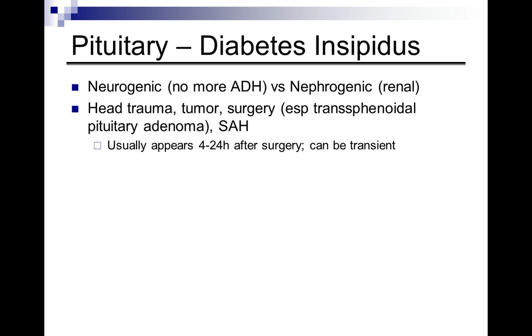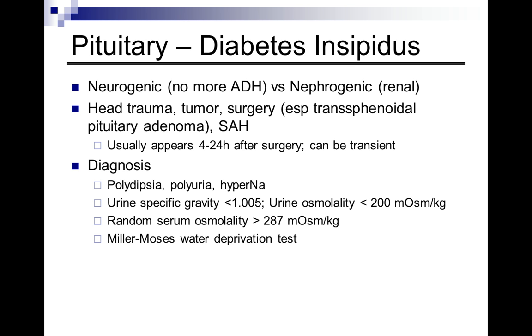Patients can develop diabetes insipidus after head trauma, as a result of certain tumors. It can happen after surgery, especially our transsphenoidal pituitary adenoma surgery, or after a subarachnoid hemorrhage. And usually it appears anywhere between 4 and 24 hours of surgery. It can be transient and resolve on its own. And I've had patients go into diabetes insipidus after surgery in PACU.